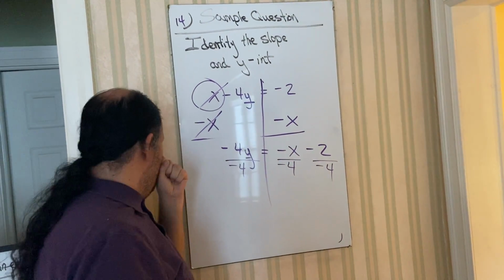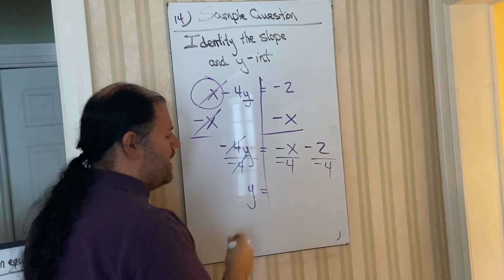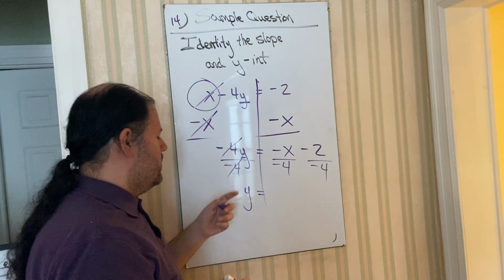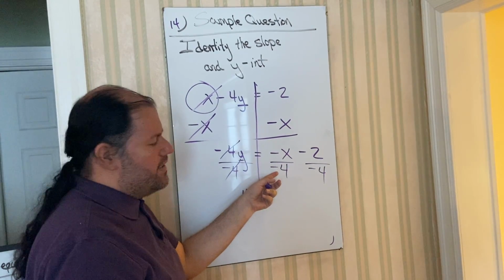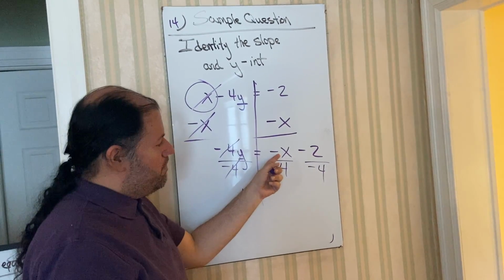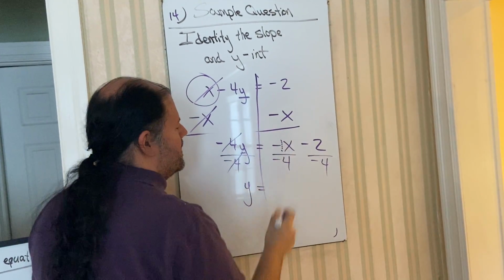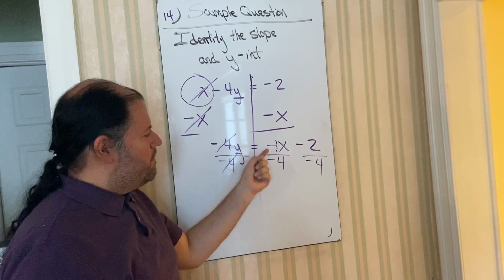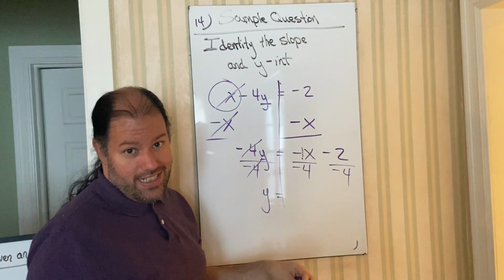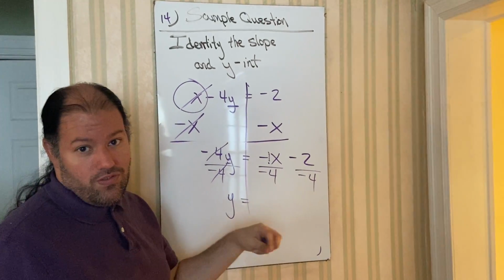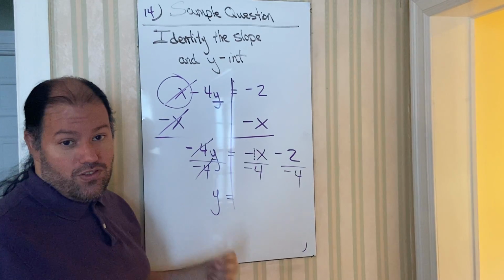This and this cancel out. Negative 4 divided by negative 4 is positive 1y, or just 1. Now be careful. Negative x divided by negative 4. If you don't see a number here, remember how many times I say slip in a 1? Because now you can see negative 1 divided by negative 4, that doesn't go in your calculator evenly. It gives you a decimal. It actually gives you 0.25. We don't use decimals. So we want to keep this as a reduced fraction.